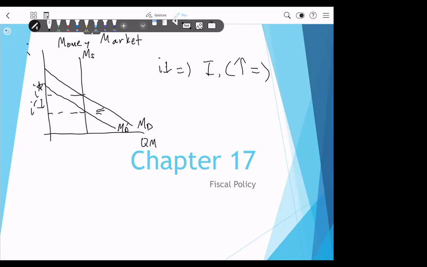And if we go back to our principles class, think about it like every decision is made on the margin. So let's say the interest rate is 5%.